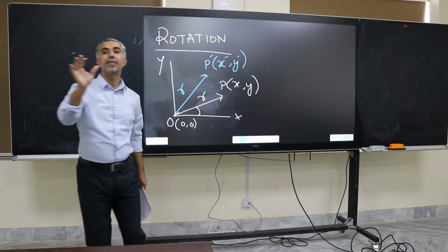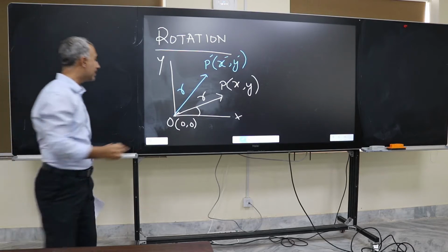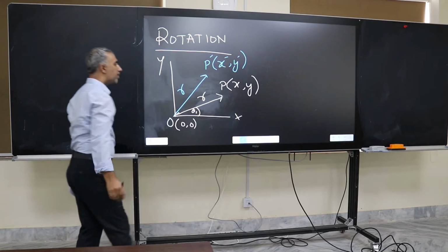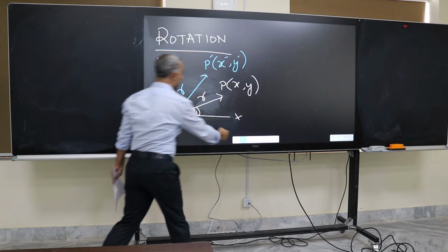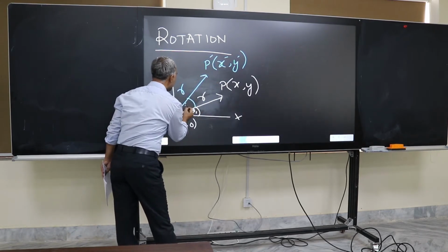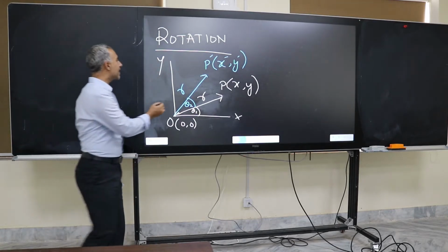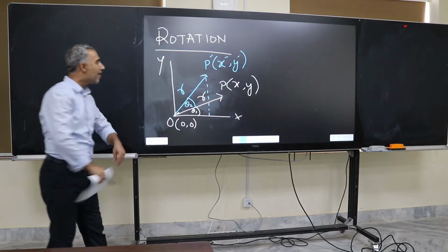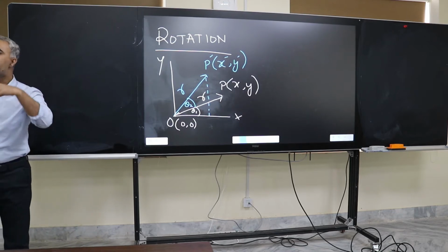The original vector is having an angle theta along the x-axis, and this angle is theta 1, but after rotation this angle will be changed. Of course, there is some addition of the angle, and this addition can be represented as theta 2. So this P prime vector encompasses both the angles, theta 1 plus theta 2.